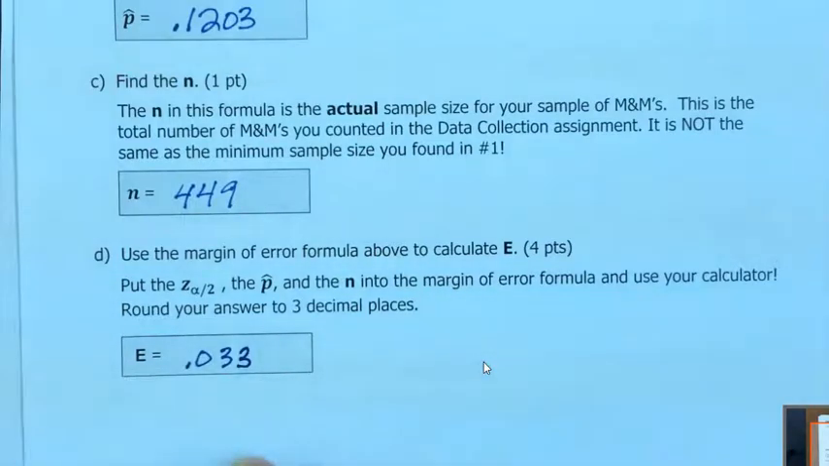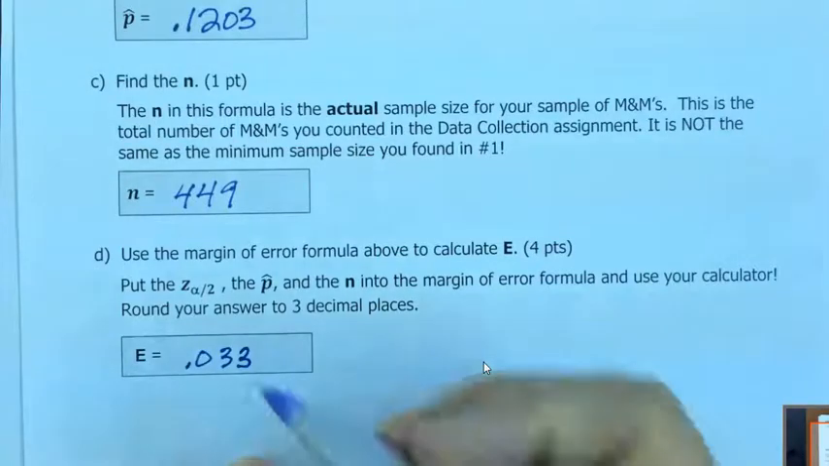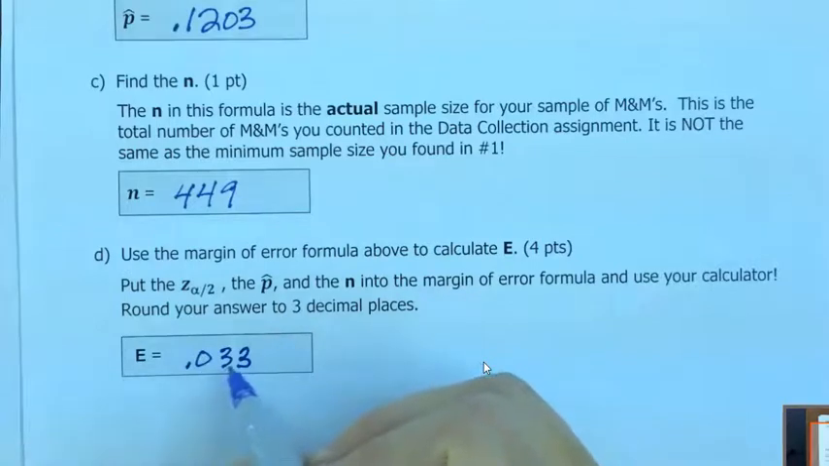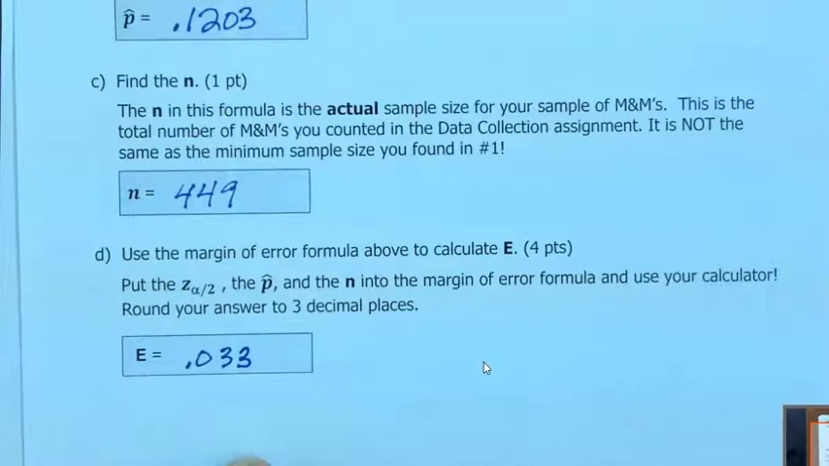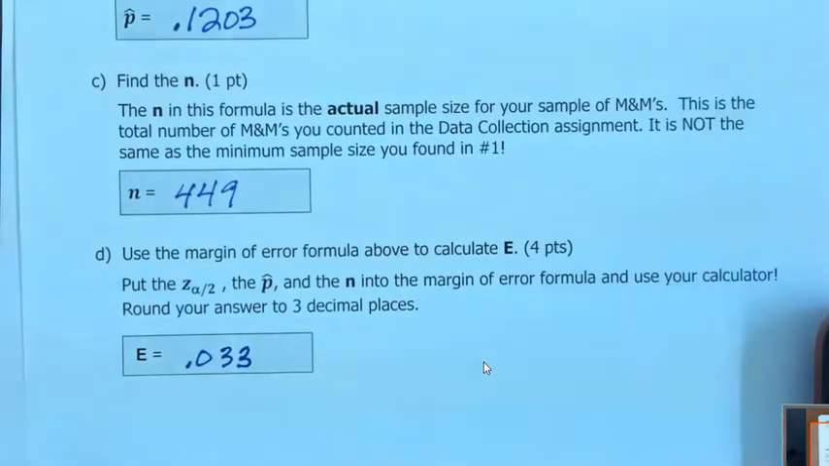Keep in mind, this should be something fairly small because we're talking about proportions. Proportions are between 0 and 1. So the fact that this is 0.033, if I change this to a percentage, that would be something like 3.3%. That's not very surprising considering what we're talking about. So this is a reasonable answer for my margin of error.